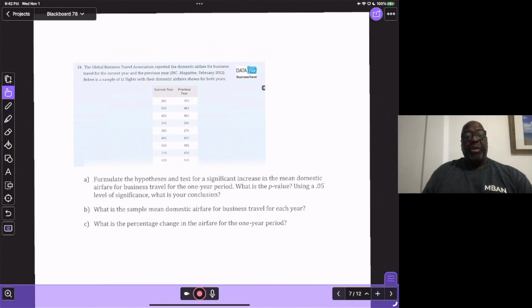What is your conclusion? So they want you to test if there's been an increase, or if the increase is significant, between the current year and the previous year. What's the sample mean domestic airfare for each year, and what is the percentage change in the airfare over a 1 year period? The percentage change would simply be the average for the current year divided by the average for the previous year. All right, so let's work this problem and see if we can set up these hypotheses.